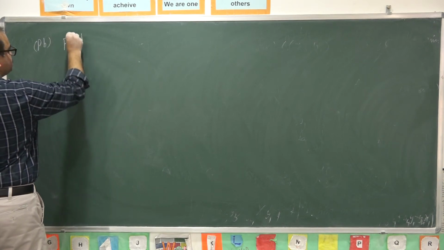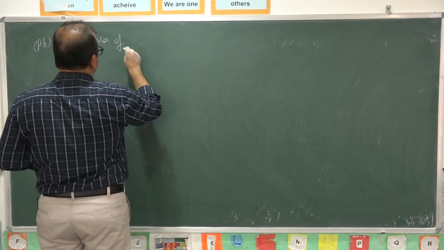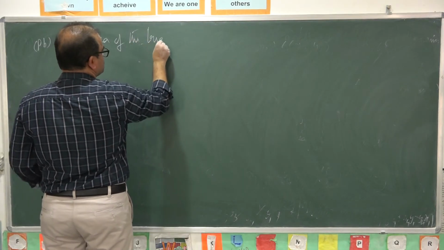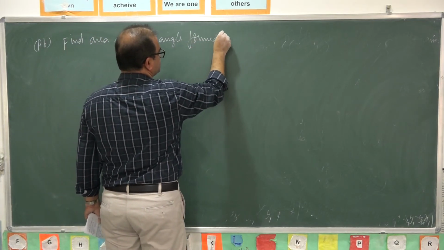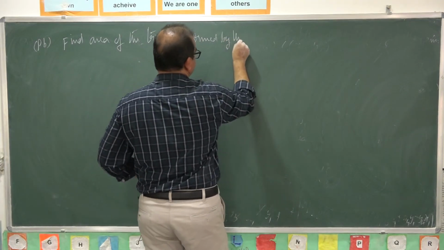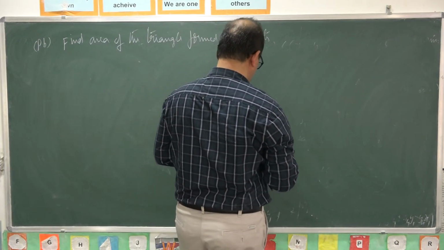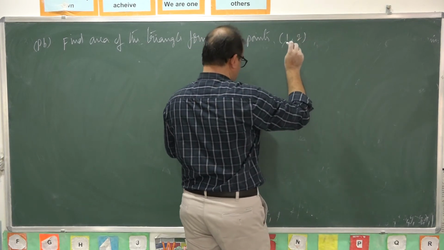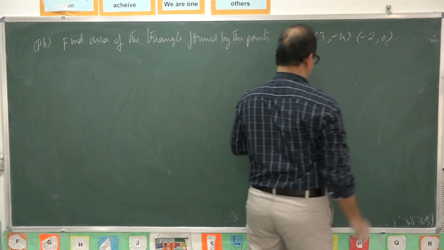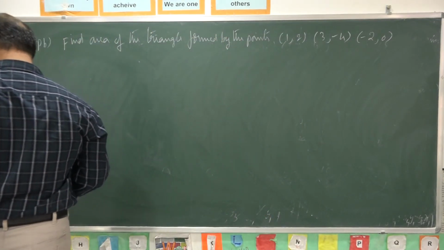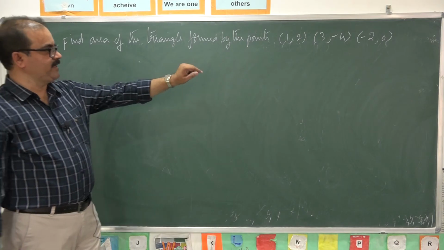Find area of the triangle formed by the points (1, 2), (3, -4), (-2, 0). Let the points be taken as A, B, C.